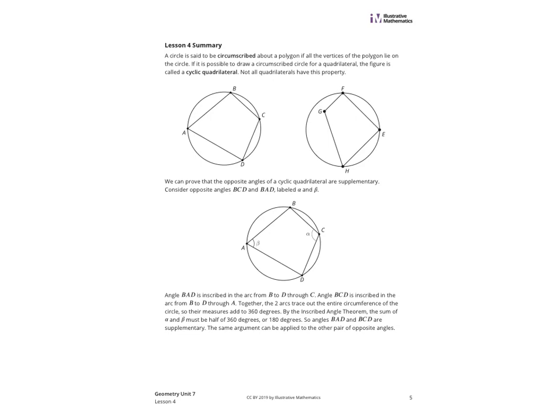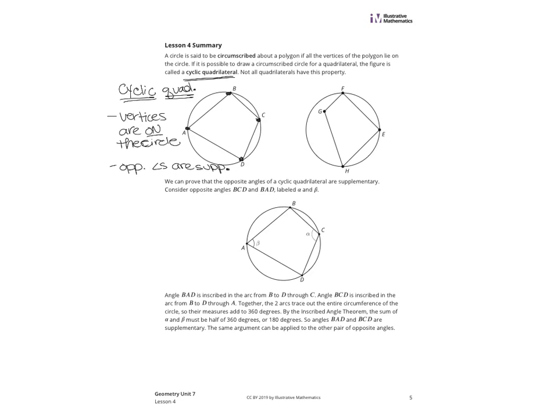So for example, in this diagram on the left, all of my vertices are on the circle. We call this a cyclic quadrilateral. And all of my vertices are on the circle. And we can say that my opposite angles are supplementary. I abbreviated both words there.